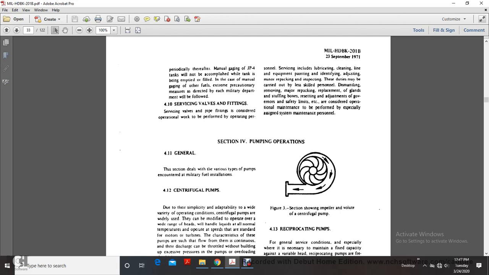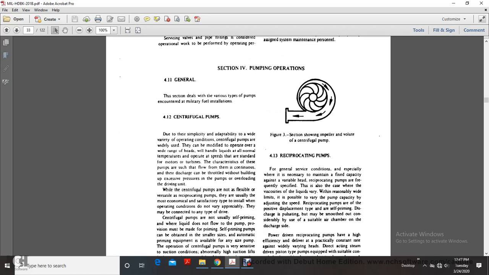Alright, Chapter 4, Section 4, Pumping Operations. General. This section details the various types of pumps used with military fuel installations. 412. The centrifugal pump.